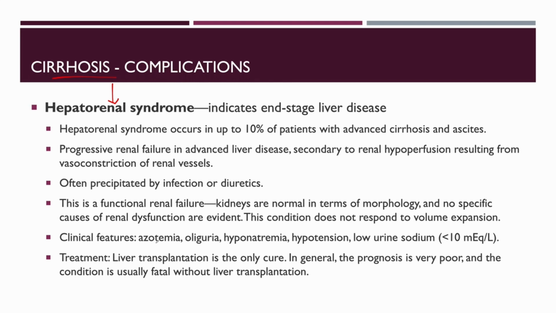What we see in this are the classic signs and symptoms of renal failure: azotemia, oliguria, hyponatremia, hypotension, and low urine sodium. The only thing that treats this, as it does indicate end-stage liver disease, is going to be a liver transplantation. It doesn't have a very good prognosis once the cirrhosis reaches the point where it's causing hepatorenal syndrome.